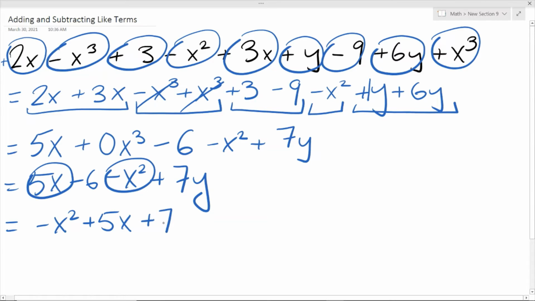So positive 7y, and then minus 6. See how when I copy these terms, I have to consider each sign in front of it? The 5x has an invisible plus sign, so I had to copy that in front of it right here. So this is the first example.